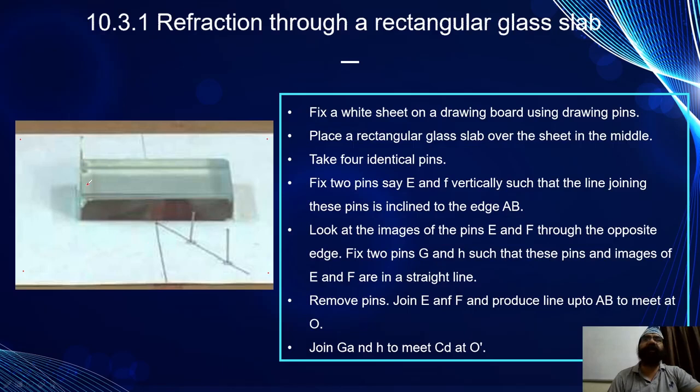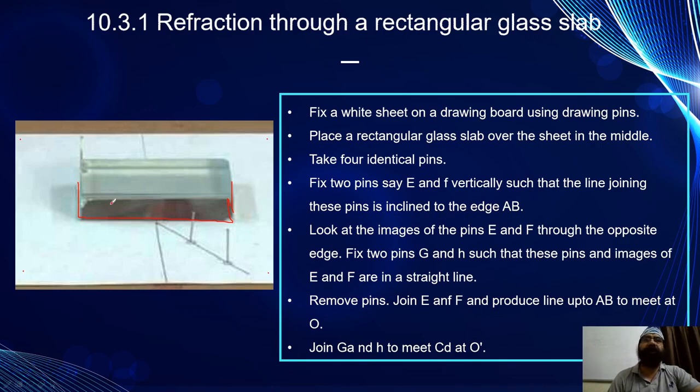Once I have done this, I place a rectangular glass slab on the sheet and I draw the outline on the paper, okay? I'll get a rectangle like this. I trace around its edges on the paper and I get a rectangle. I can't do it that side because the edge is not allowing me to go to the paper. So assume that I have the rectangular base drawn on the paper.